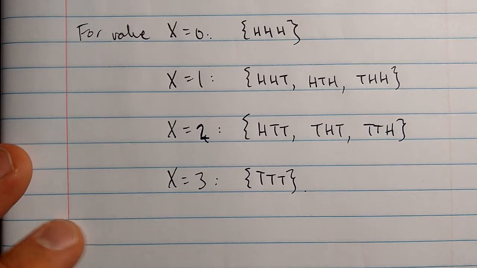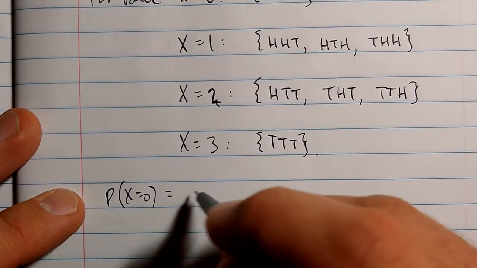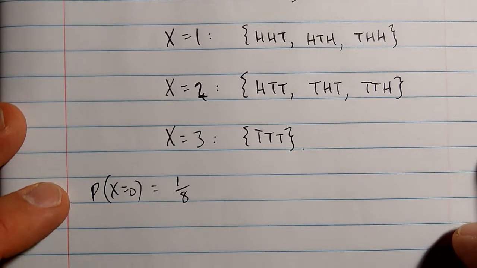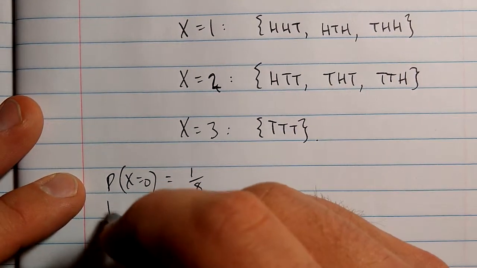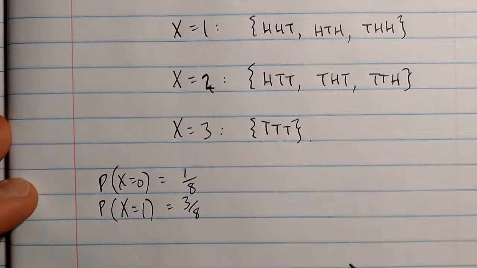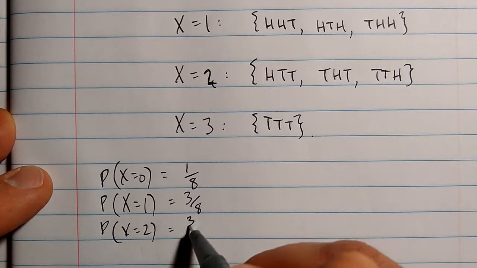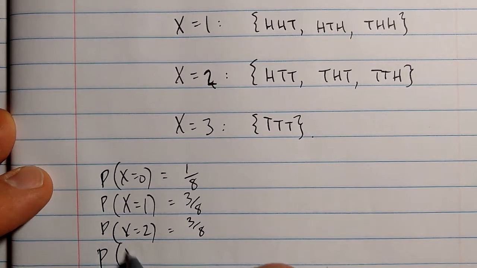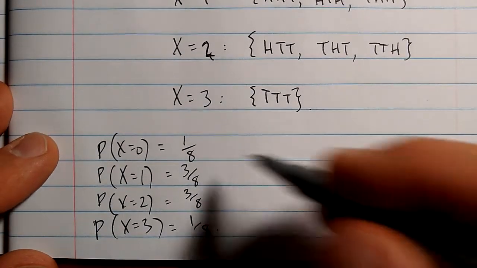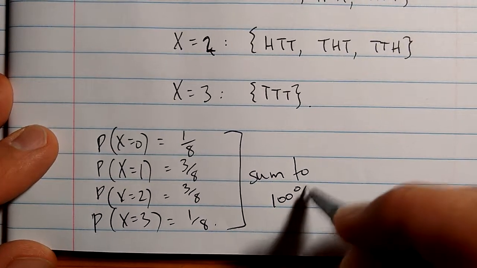Okay, so we can use this now to calculate our probabilities. The probability that x equals 0 is 1 out of 8. 1 outcome out of 8 outcomes in total. Each outcome is equally likely, but not every value is equally likely. 3/8 for 1, 3/8 for 2, and 1/8 for 3.